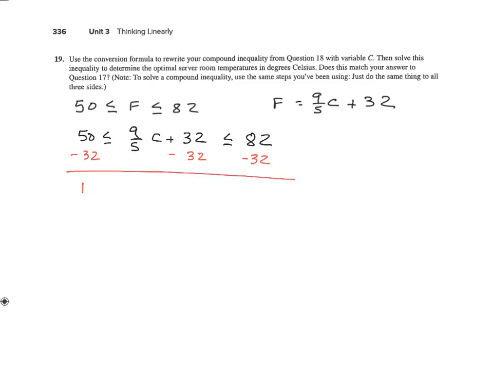So I get 18 is less than or equal to 9/5 C is less than or equal to 50. And I still have to get the C by itself, so I have to multiply every side by that 5/9. And then that yields 10 is less than or equal to C is less than or equal to 27.8. Then they asked, is that the same thing that we saw in number 17? Why, yes, it is. That makes us awesome.